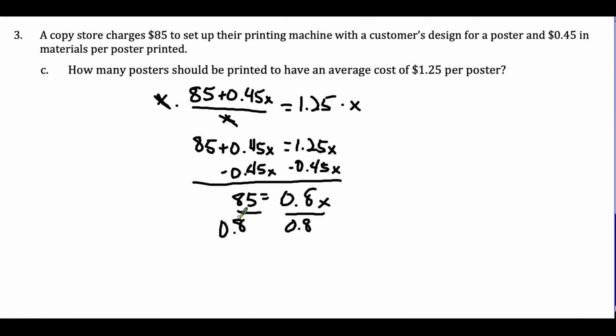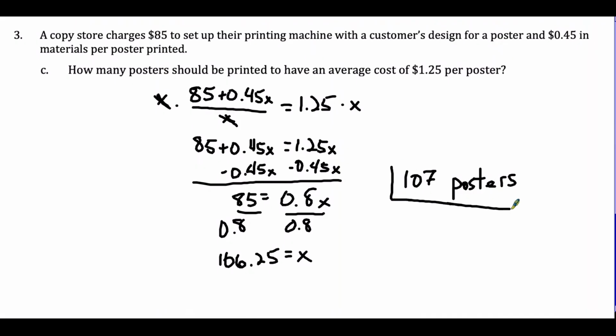and 85 divided by 0.8 is 106.25. Now, x represents the number of posters. I can't buy 0.25 of a poster, so we need to round this to the nearest whole number, right? So my final answer is really going to be 107 posters. Okay, I need to round it up because 106 posters would still get me an average cost of over 1.25. So I need to round this up to 107.